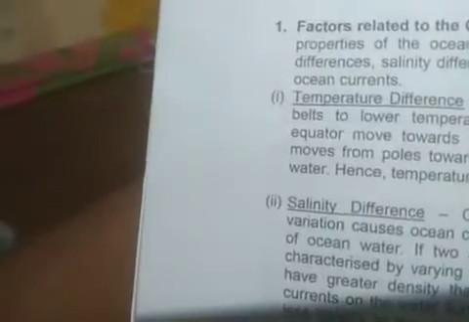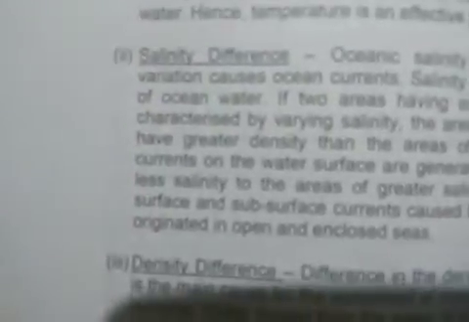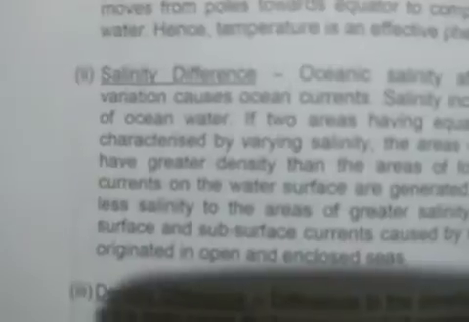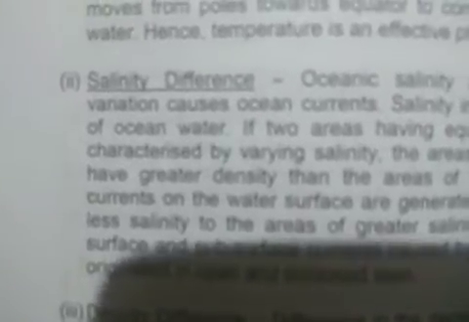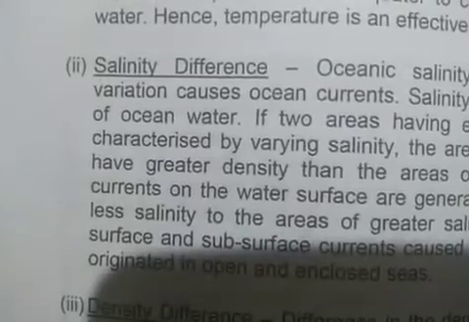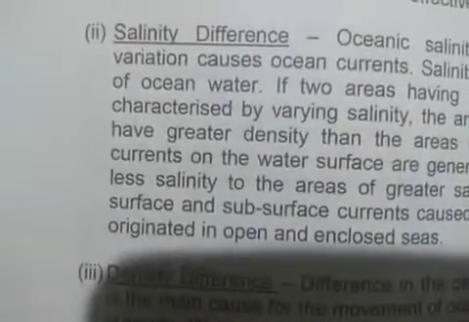The currents in the oceans originate due to the combined effect of several factors acting internally as well as externally, which are as follows. 1. Factors related to the oceans. Local variation in physical properties of the ocean, for example pressure gradient, temperature differences, salinity differences, density variations, etc., generate ocean currents. First, temperature difference.